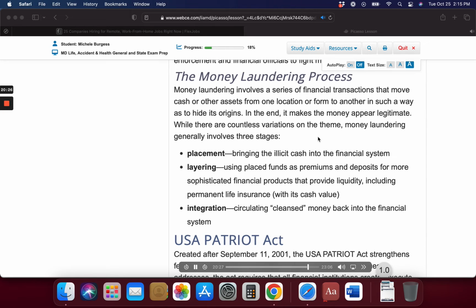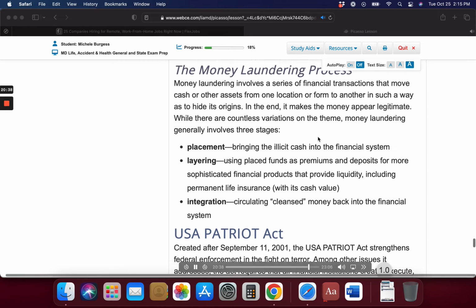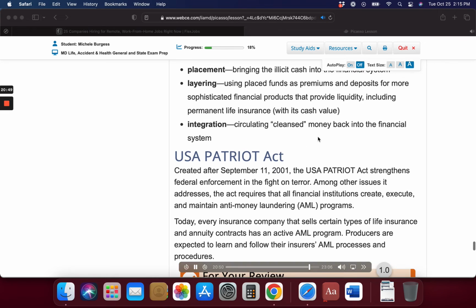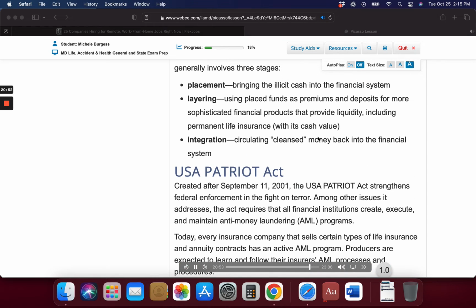The money laundering process. Money laundering involves a series of financial transactions that move cash or other assets from one location or form to another in such a way as to hide its origins. In the end, it makes the money appear legitimate. While there are countless variations on the theme, money laundering generally involves 3 stages. Placement, bringing the illicit cash into the financial system. Layering, using placed funds as premiums and deposits for more sophisticated financial products that provide liquidity, including permanent life insurance, with its cash value. Integration, circulating cleansed money back into the financial system.